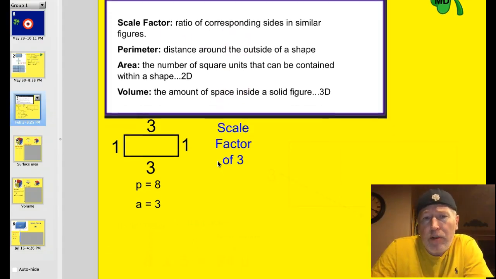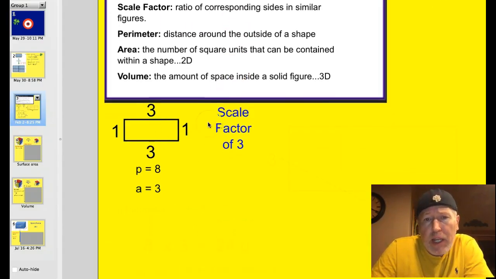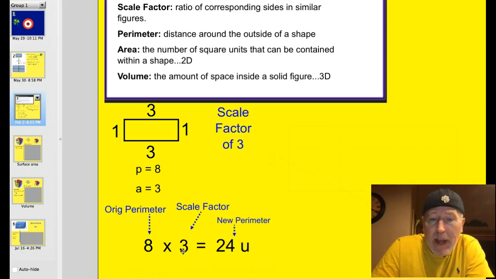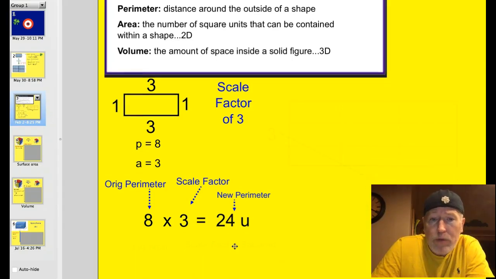So let's take a look at another example here. We have this little rectangle here, and we are going to enlarge it using a scale factor of 3 this time. So the rectangle is 1 by 3. So it has a perimeter of 8. It has an area of 3 times 1. So let's use our formula here. We pop that original perimeter of 8 in. We just multiply it by the scale factor. 8 times 3 is 24. The new rectangle will have a perimeter of 24 units.